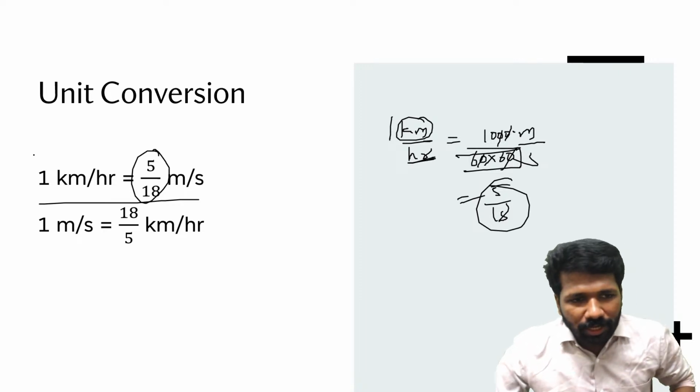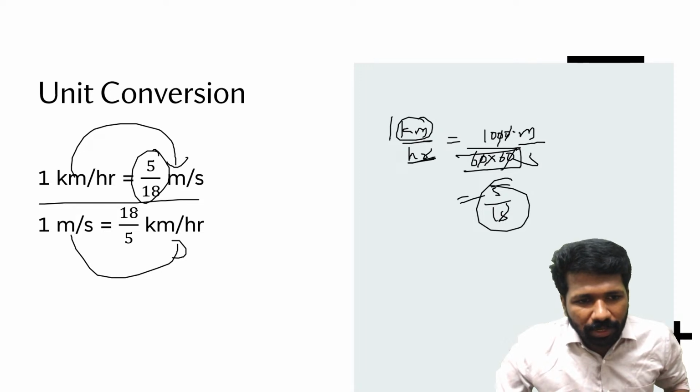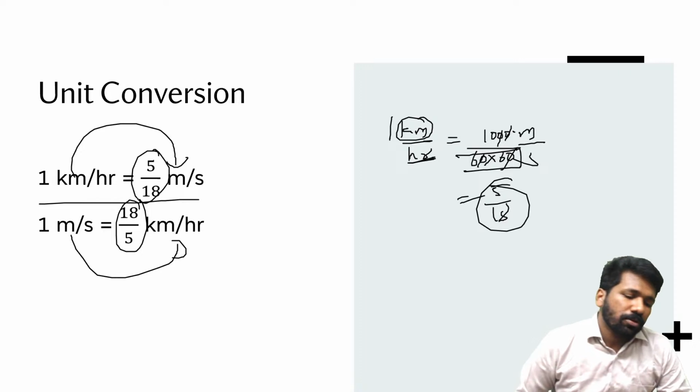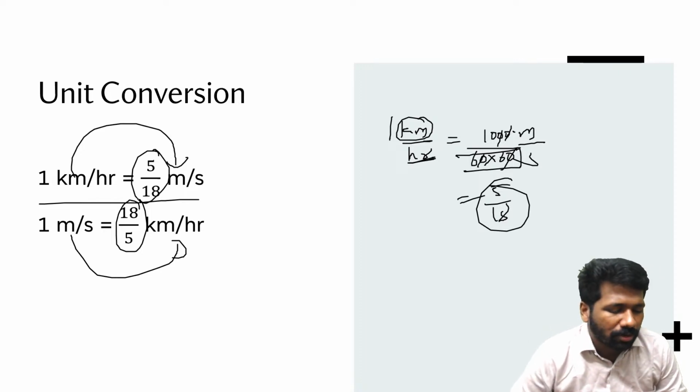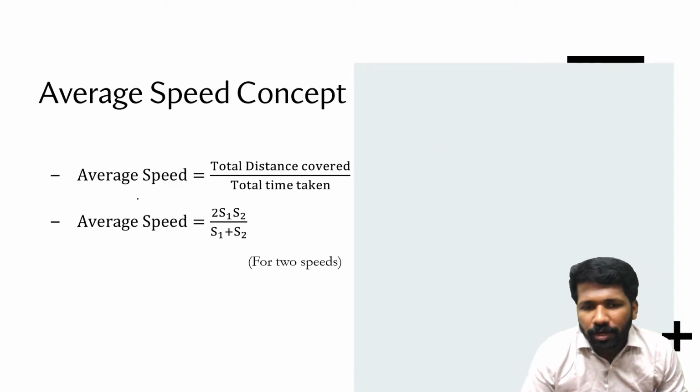And 5 by 18 is the ratio to convert kilometer per hour to meter per second. Meter per second to kilometer per hour will be vice versa, 18 by 5. This concept also should be clear. It is school math or school physics only, nothing difficult. I hope all of you are clear this much.